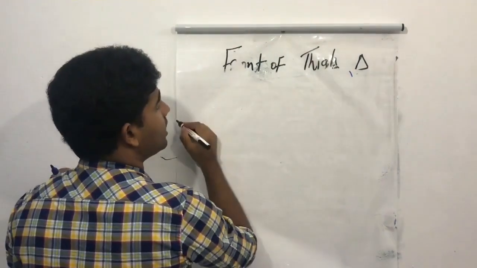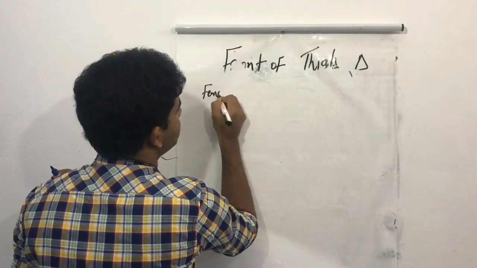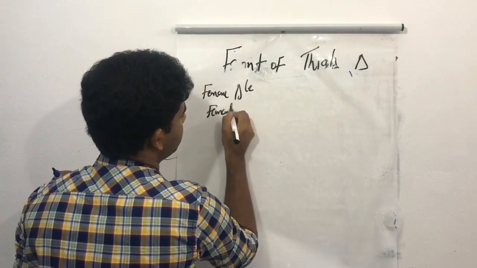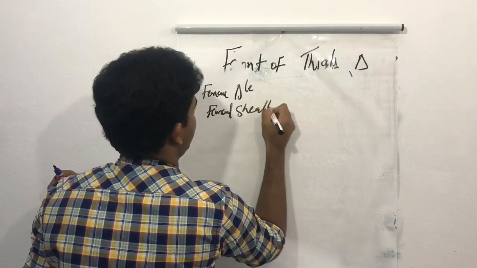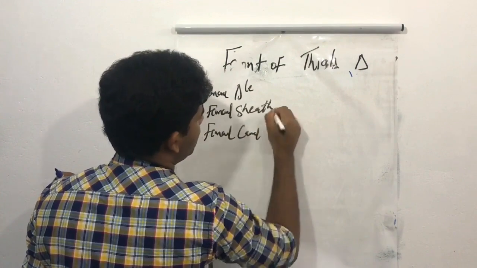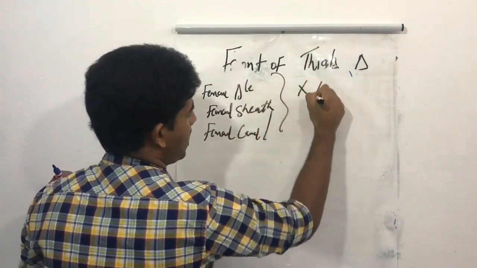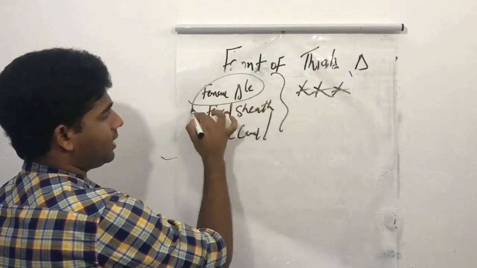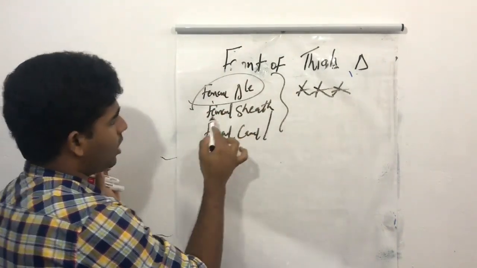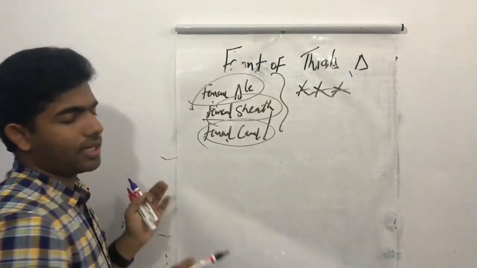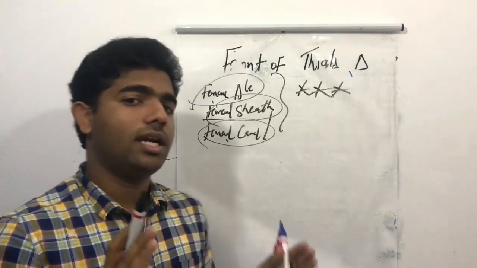That's all about the femoral triangle, femoral sheath, and finally femoral canal. Any of this can be asked. This is important. Either femoral triangle can be asked, then you have to write about all this, or femoral sheath for 3 marks, or femoral canal. Always study the diagram.